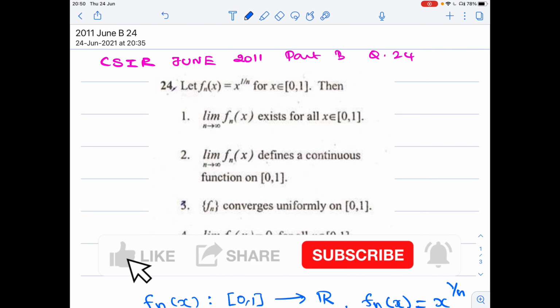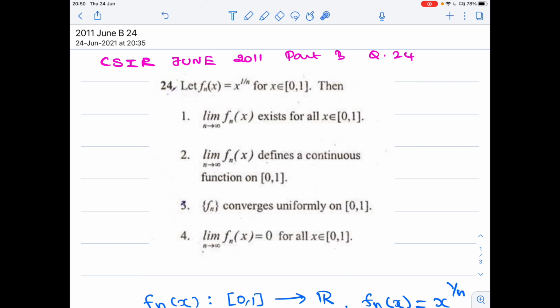Mathematicians, we were looking at many algebra problems. So we'll do some real analysis problems also. So this is a problem from sequence of functions.